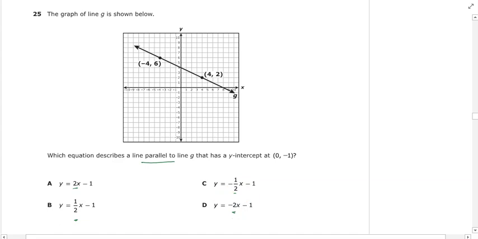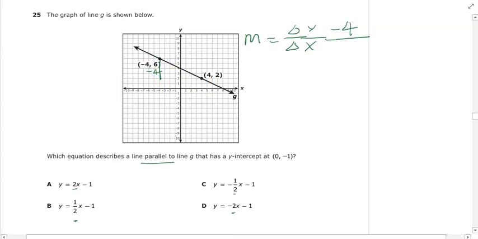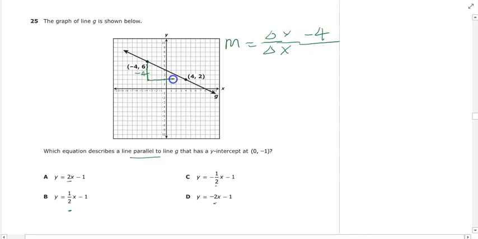So the slope on this one is change in y over change in x. So the y value changes from 6 to 2, goes down 4. And the change in x goes from -4 to +4, goes up 8. So the slope of that line equals -1/2.